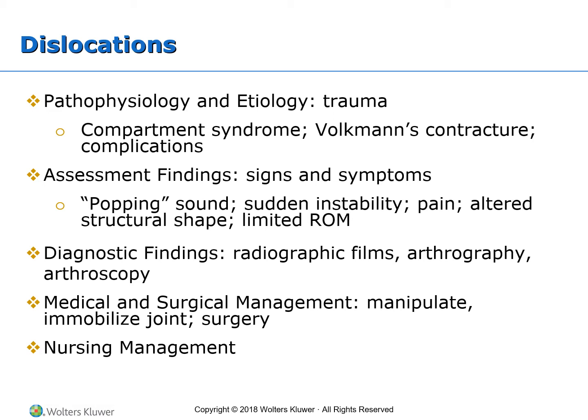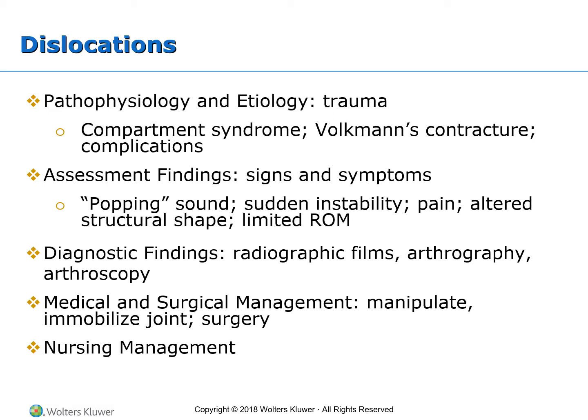If compartment syndrome occurs in an upper extremity, it may lead to Volkmann's contracture, a claw-like deformity of the hand resulting from obstructive arterial blood flow to the forearm and hand. The client is unable to extend his or her fingers and complains of unrelenting pain, particularly if attempting to stretch the hand. There are also signs of compromised circulation to the hand.